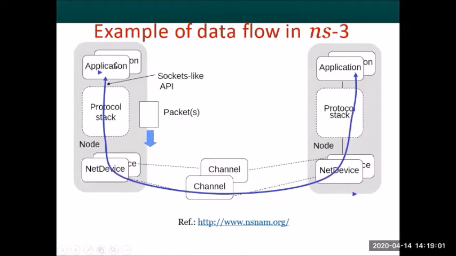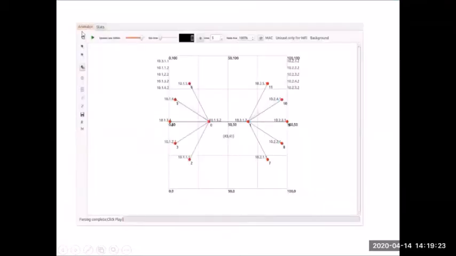So please remember, all this will be included in our program. The application, the protocol stack, the net device or the network interface card, the channel we are going to create, which type of channel we will choose, we will set the channel parameters, each and everything we are going to do in the program. Next, this is just a sample of how we can check the output.